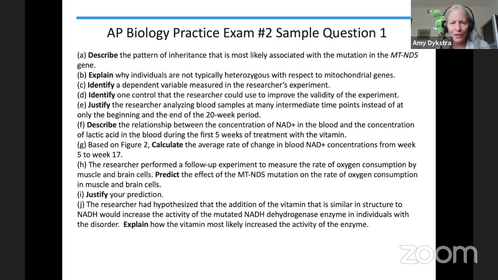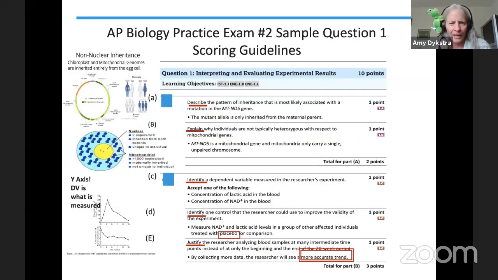So I hope you have your answers ready that you wrote when you took the practice exam. And so let's look at the scoring guidelines and let's kind of walk through them.